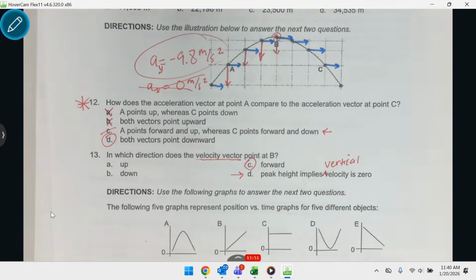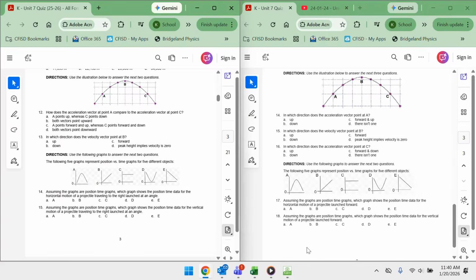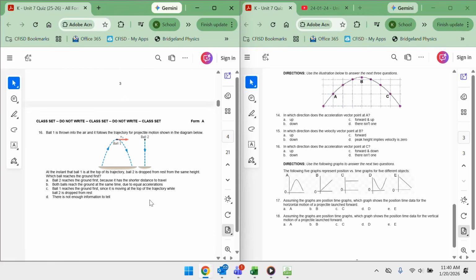Okay, let's see what other differences we have. All right, so we have these graphs, which obviously match this, and those two questions are the same. There is a little bit of a change in the verbiage here. It's actually the same question. This is just clarifying, because this one just says launched forward, and this is saying launched forward at an angle, which is what the intention was. It just wasn't as clear. So those are exactly the same question as well.